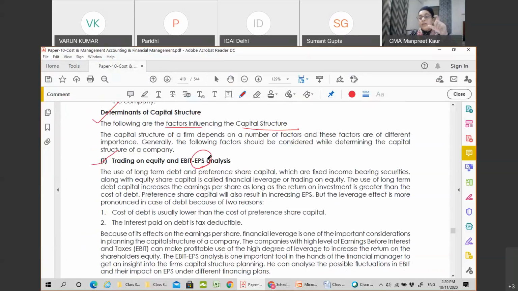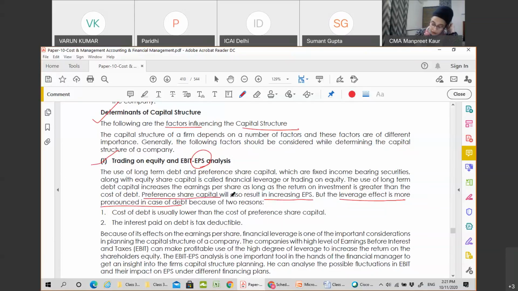इन सब में क्या हमारी इंटरलिंकिंग है? ट्रेडिंग ऑन इक्विटी में कैसे डिपेंड करता है? ये इसका मेन इंपॉर्टेंट फीचर है और वी कैन से फैक्टर है ऑफ द कैपिटल स्ट्रक्चर, बिकॉज प्रेफरेंस शेयर कैपिटल will also result in increasing the EPS, but the leverage effect is more pronounced in case of cost of debt, because DFL हमने बात की थी, DOL जितना ज्यादा होगा उतना हमारी कंपनी के लिए रिस्क होता है, जितना कम होगा उतनी कंपनी के लिए बेटर पोजीशन में है.